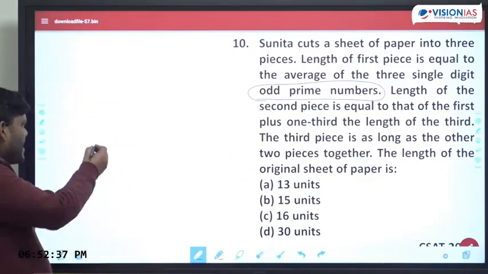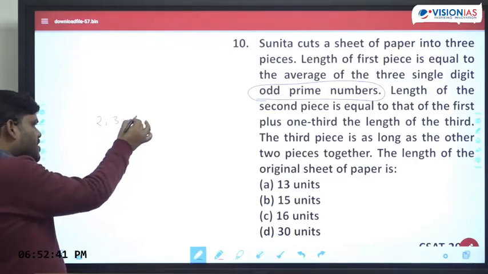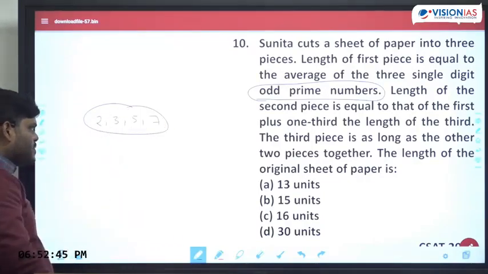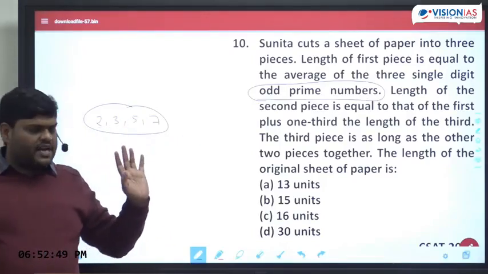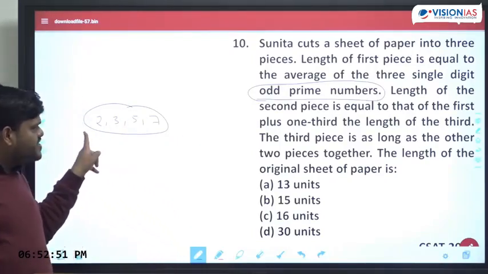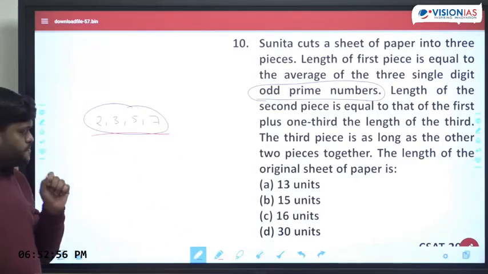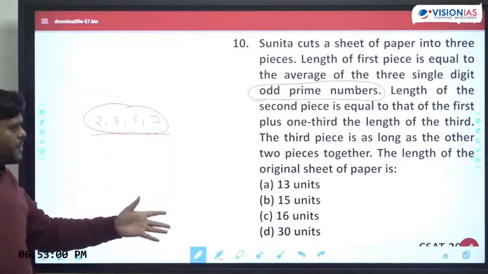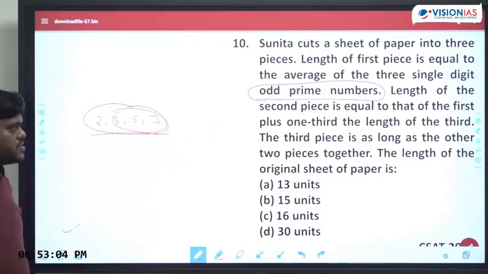Prime numbers are 2, 3, 5, 7. These are the single-digit prime numbers. 1 is not a prime number. We will discuss it some other day when I teach the number system. So the prime numbers are 2, 3, 5 and 7, and they're talking about the odd prime numbers. So they're talking about these 3 numbers. Now solve this question.